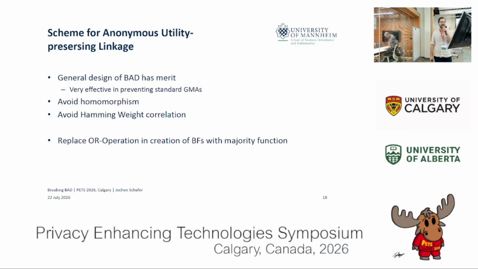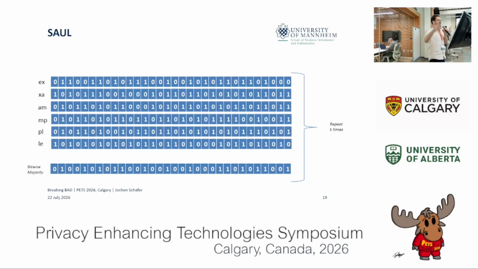The way we do this is we replace the OR operation in the creation of these intermediate Bloom filters with a majority function. There is a whole lot of arguments why the majority function is actually a good choice for that. Again, I would defer that to the poster session, but just take it as a given for now. So again, we have these intermediate bit representations of the individual bigrams. And instead of ORing them for the final representation, we compute the majority of them. So we have a single bit vector in the end, where each bit is the most common bit in all the representations of the individual bigrams.